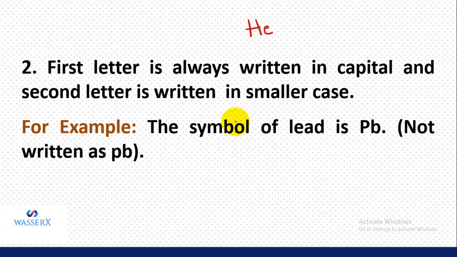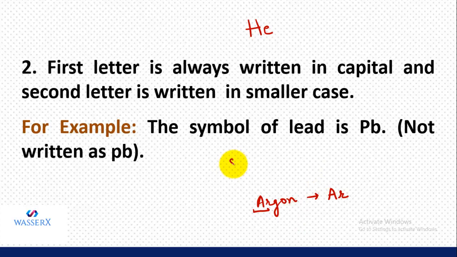So this is the rule, or you can say this is the method of writing the symbol, and you need to follow it. For example, if I talk about another element, let's say argon, the symbol for argon is the first two letters. So I need to write capital A and then R in small case. Right. Now, there is one question I want to discuss with you.